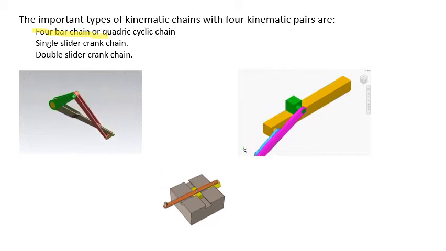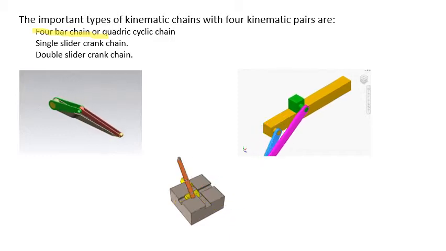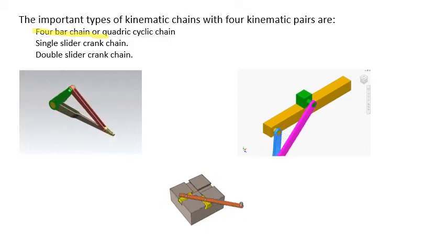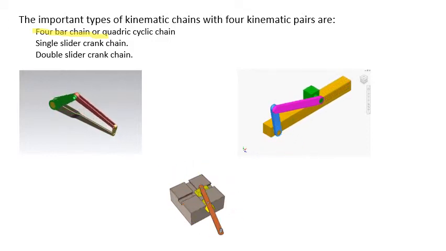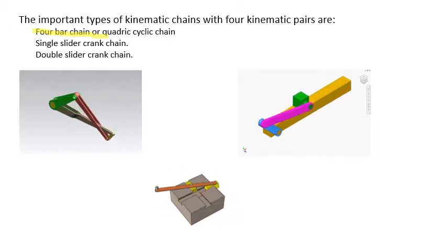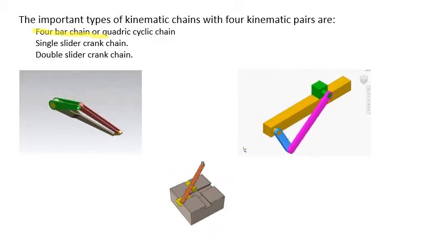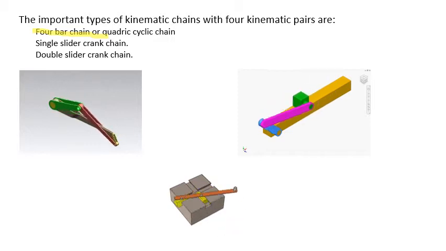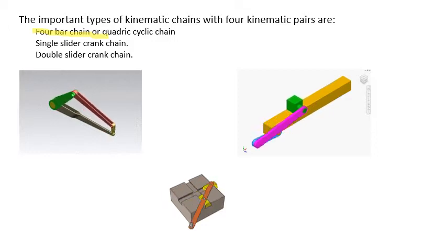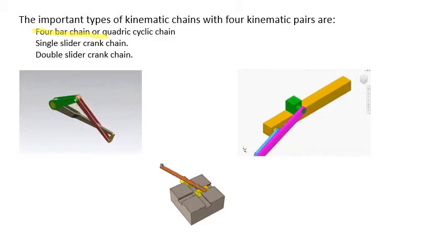This one is called single slider crank chain because we have a single slider which is sliding on this surface, and due to the rotation of this crank, the sliding movement of this slider takes place. Therefore this one is called single slider crank chain. Whereas in the case of a double slider crank chain, we have double sliders which are mounted perpendicular to each other.